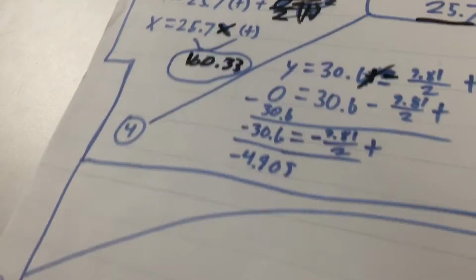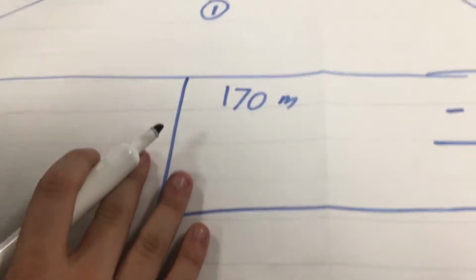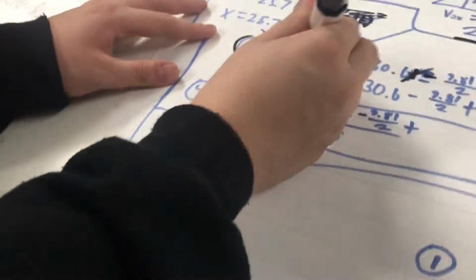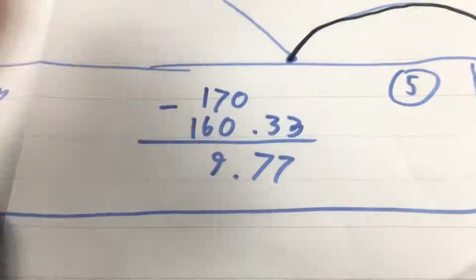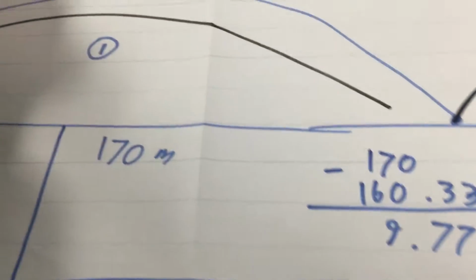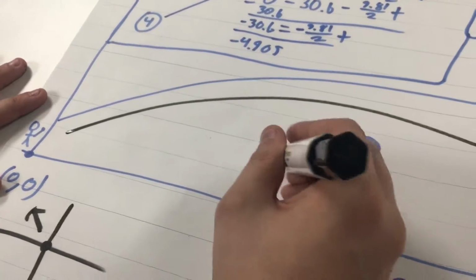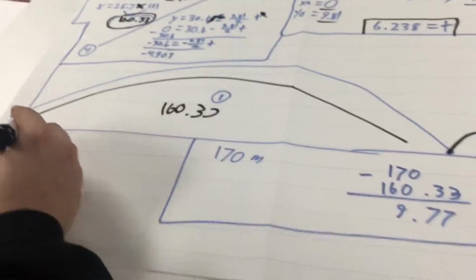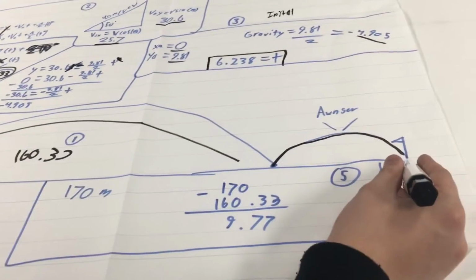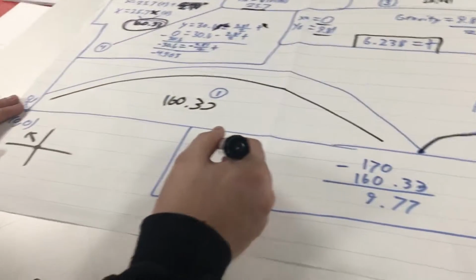160.33. Now, you may think we're done, because, hey, here's the answer! Except we're not. Because 160 is this area right here. This is the area. But the entirety till the flagpole is actually 170.